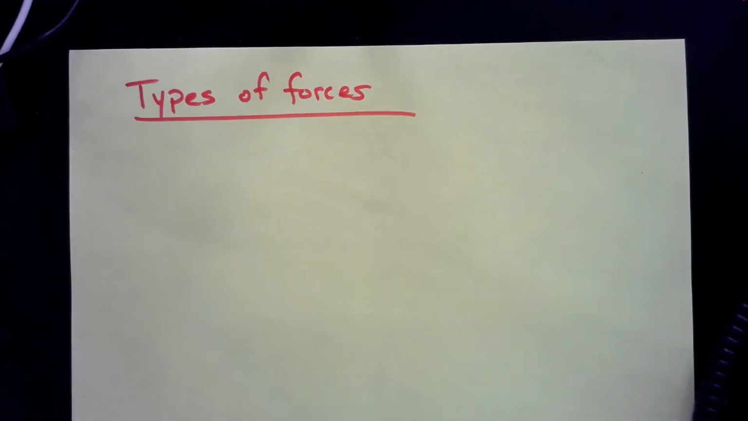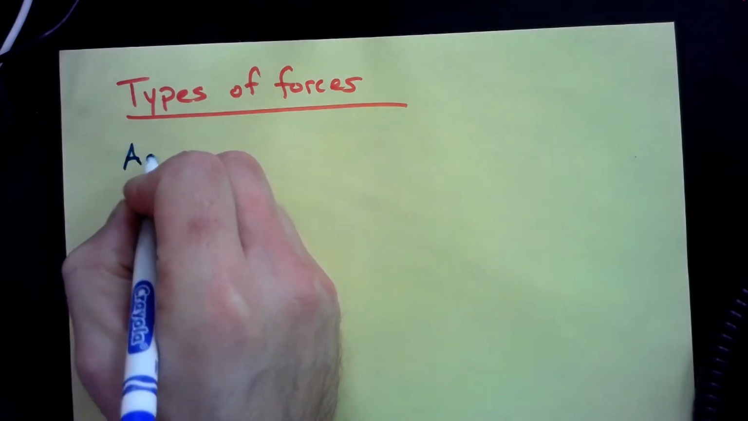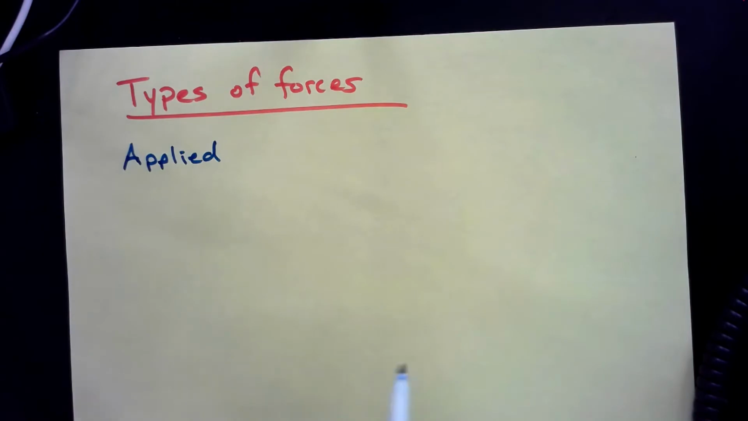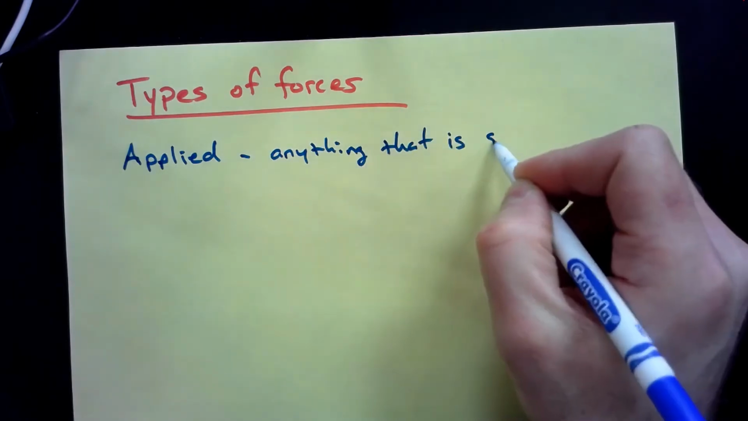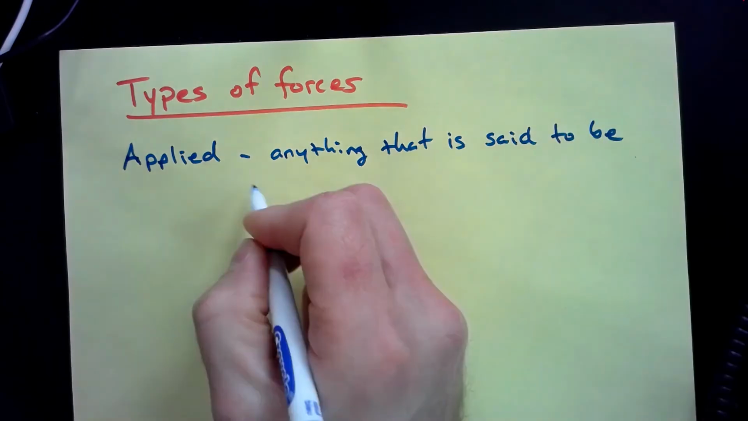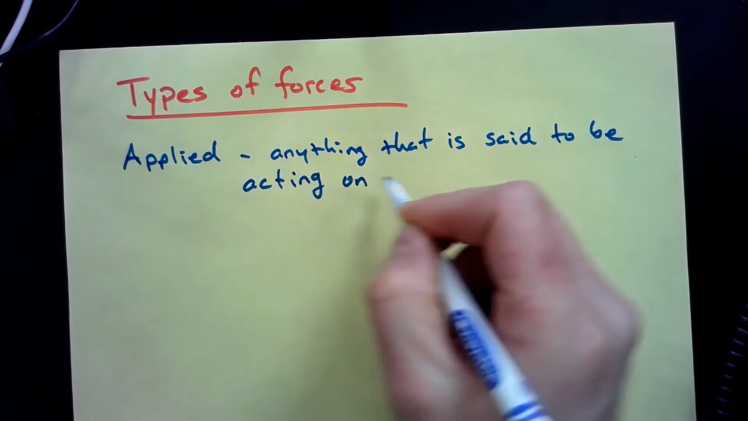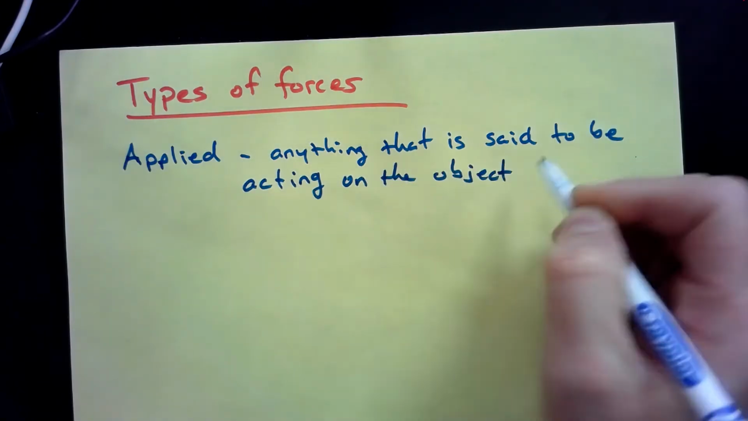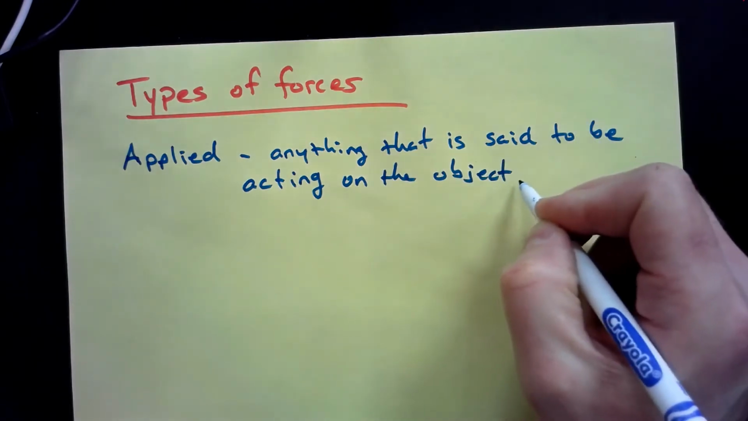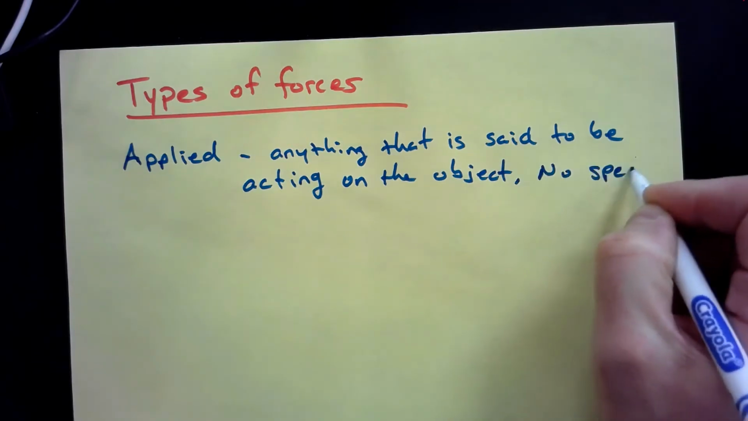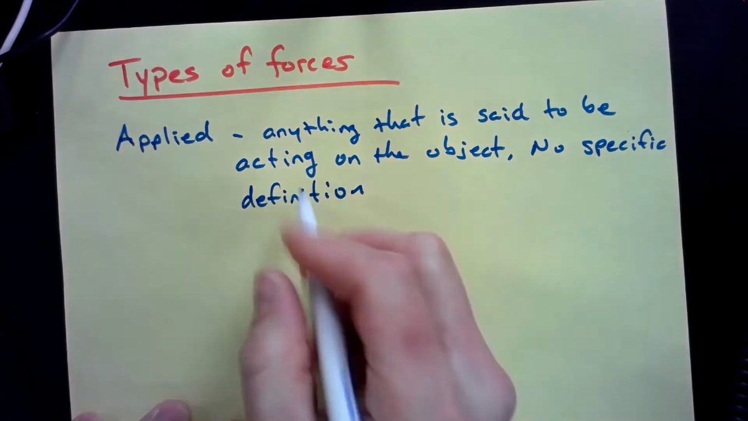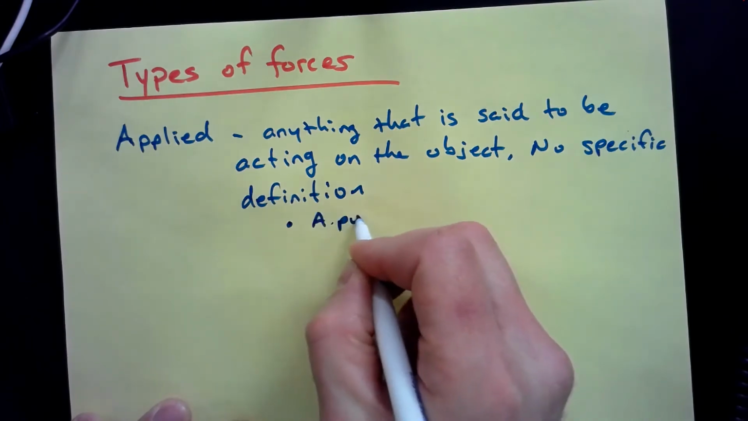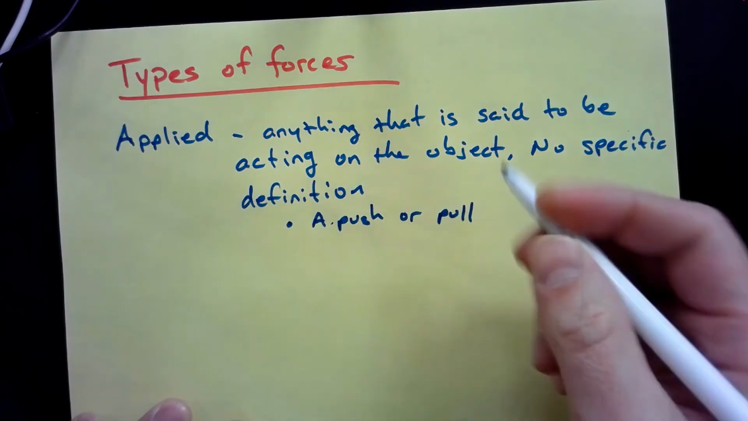All right, in this video we're going to look at the different forces that we will see in problems. The first type is a generic applied force, and this is anything that is said to be acting on the object that doesn't have a specific definition. All right, so this is more like just a normal push or pull by your hand or other object.